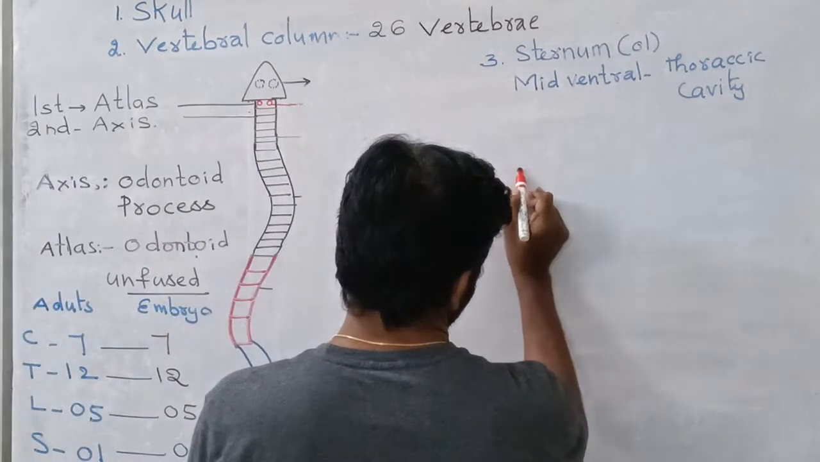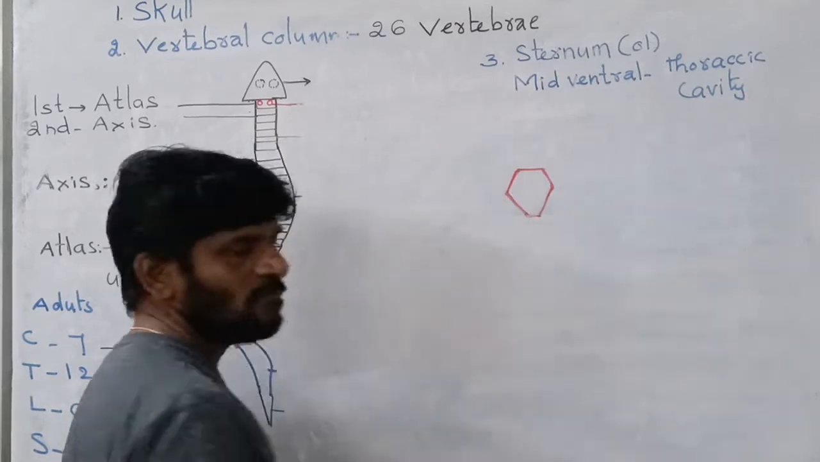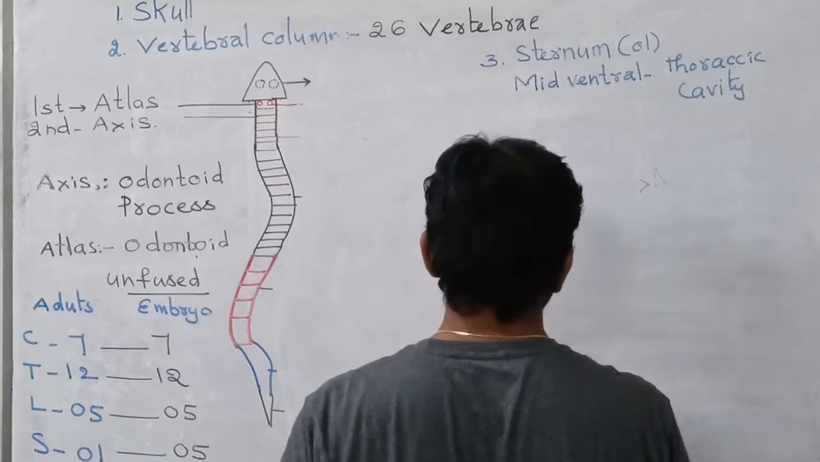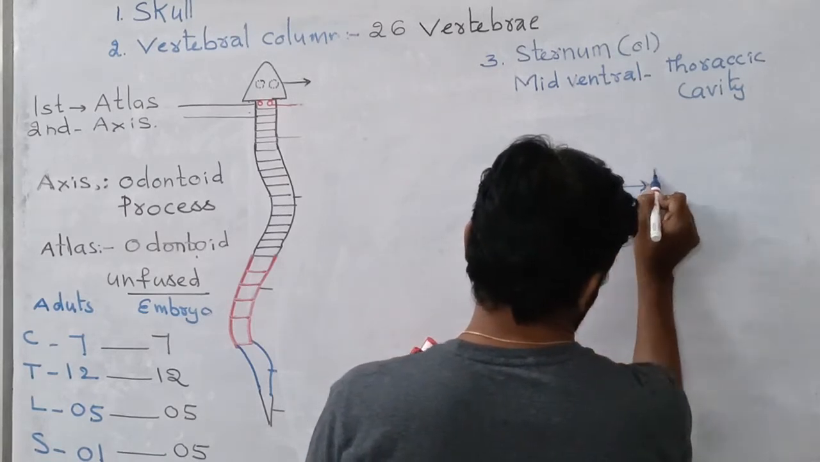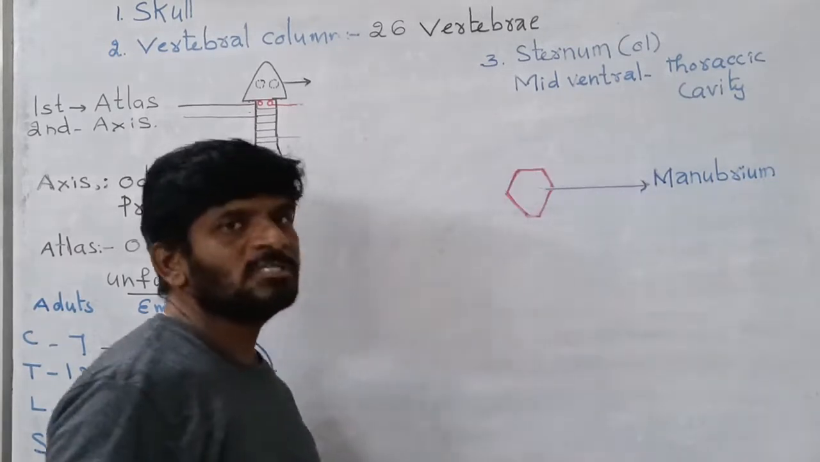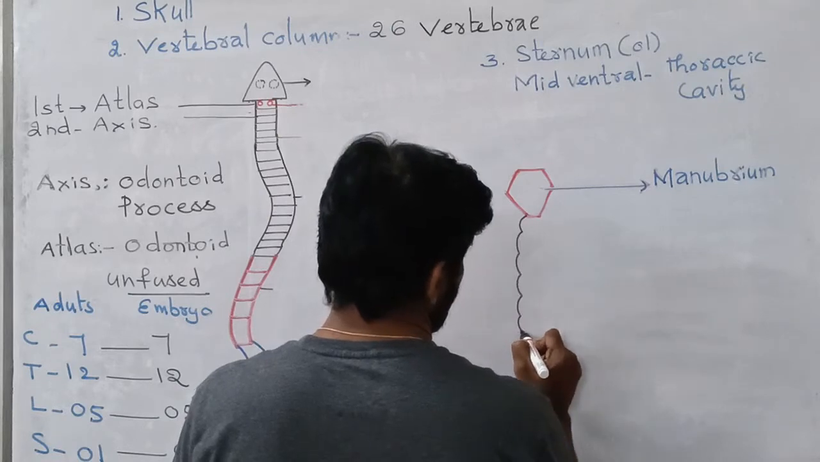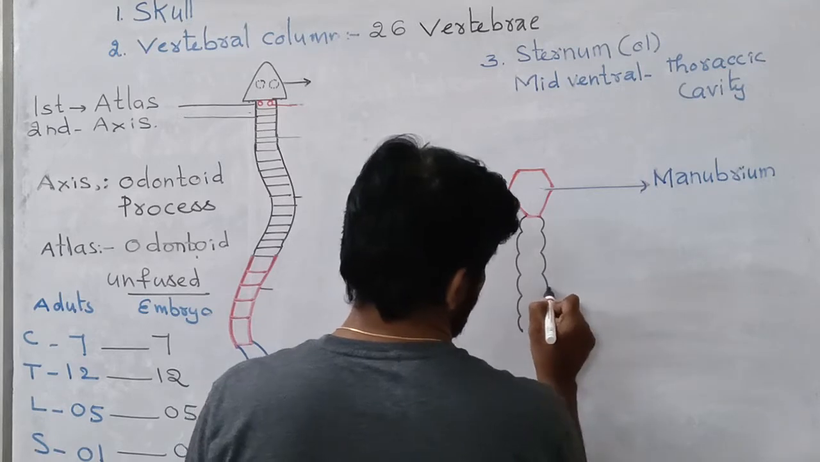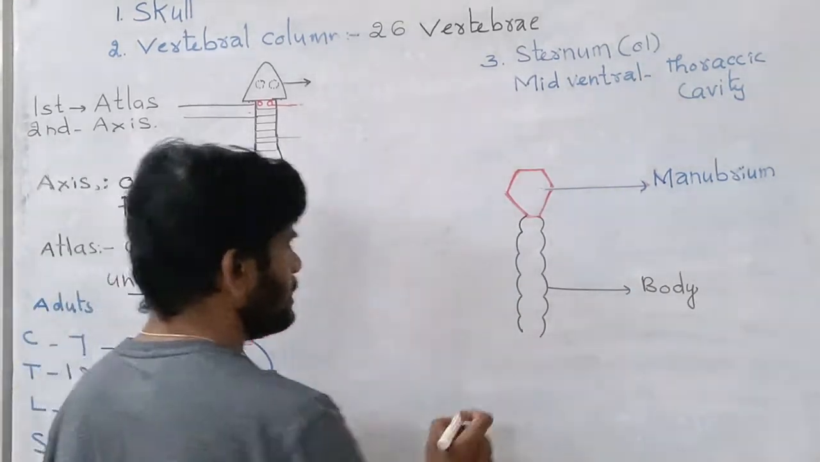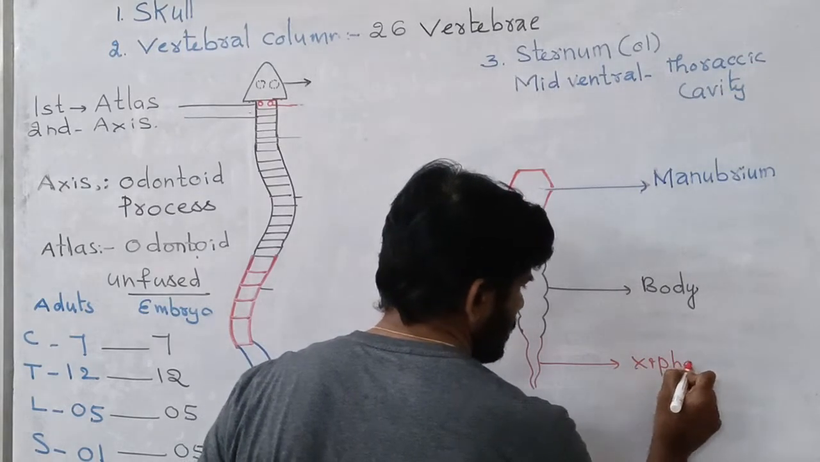This is the first part of the sternum, called the manubrium. Manubrium is the first part of the sternum. After that, this is the body. The second part is the body, and the last part of the sternum is the xiphoid bone, xiphoid cartilage. It is the xiphoid process.